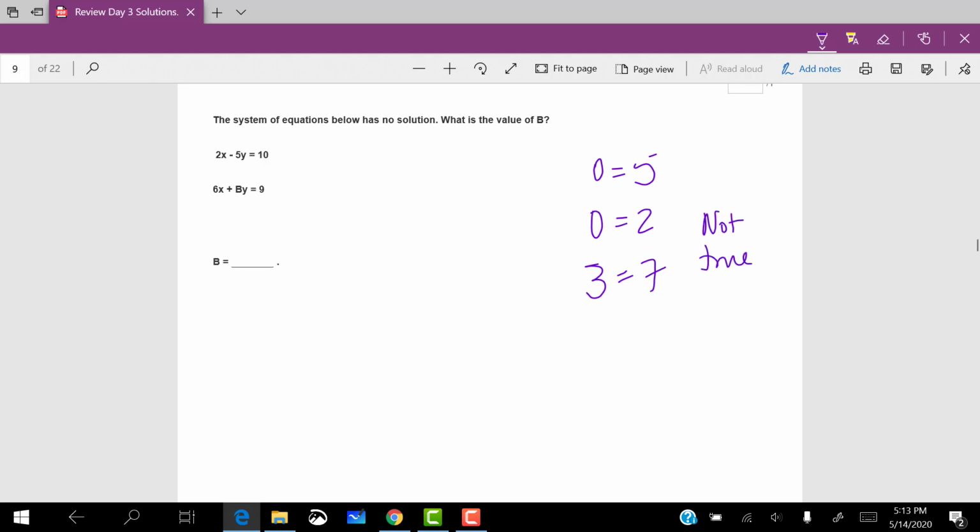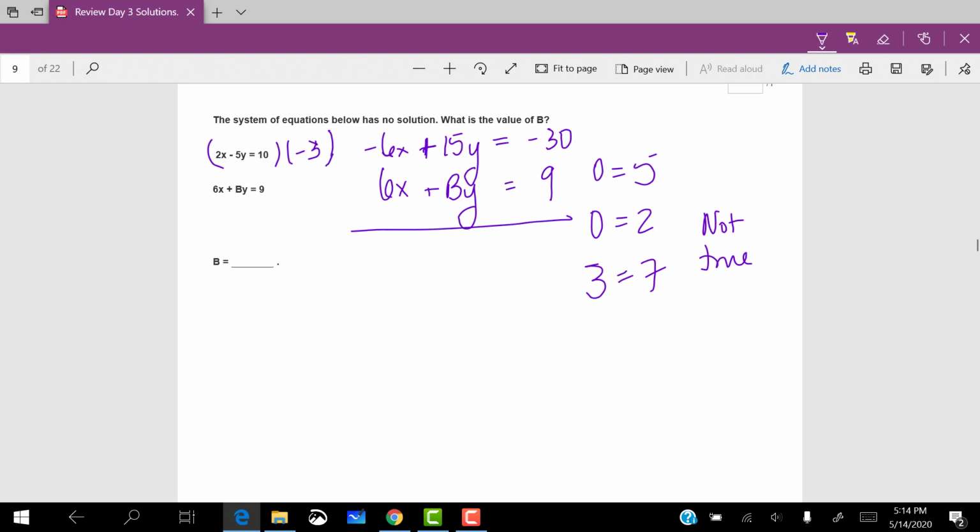So how can that happen here? If we multiply the top equation by negative 3, we would get negative 6x plus 15y equals negative 30. And then my bottom equation will be 6x plus by equals 9. If we go and add these together, we need everything on this side to cancel out, which means this b needs to be negative 15.